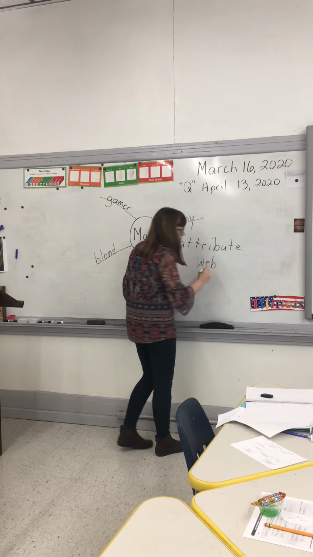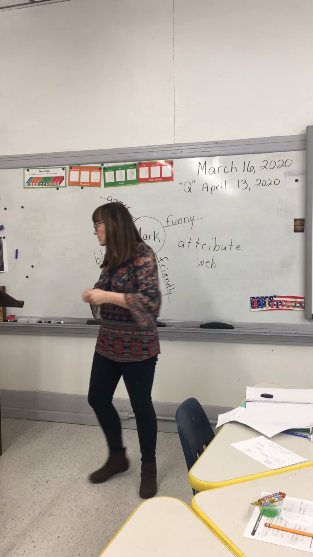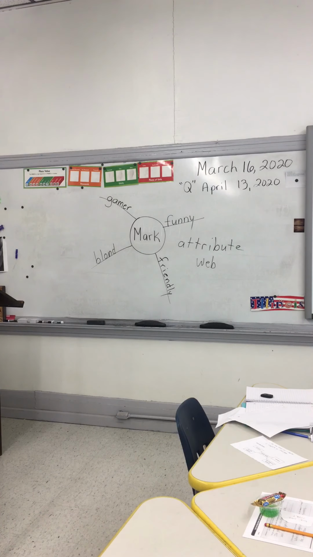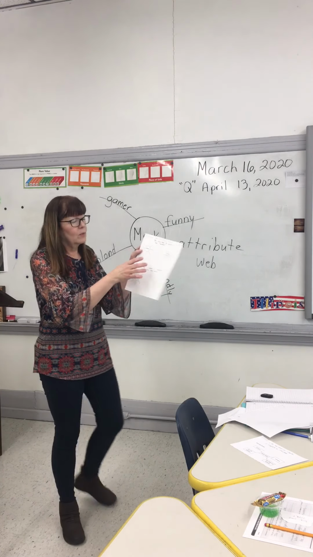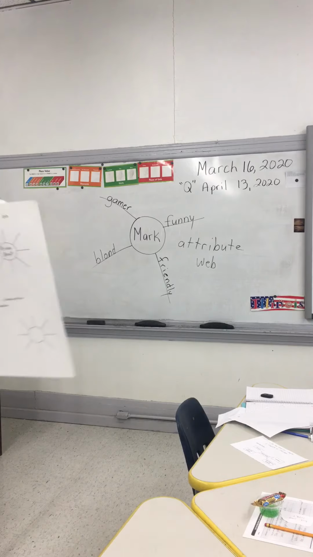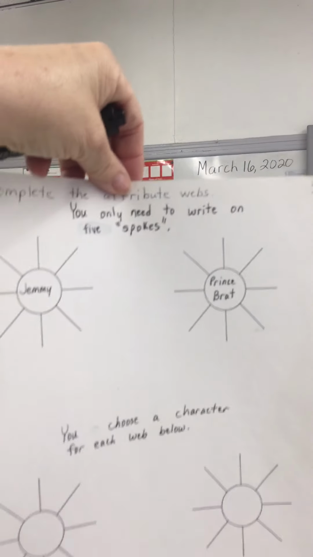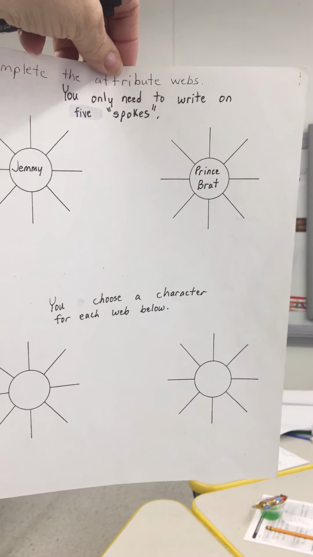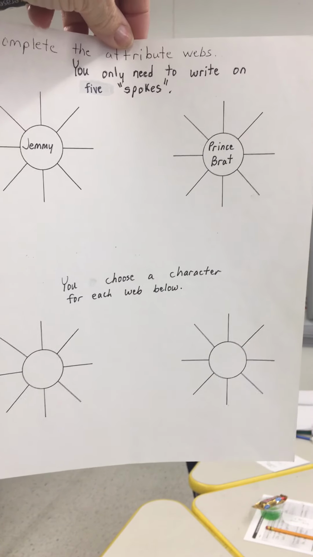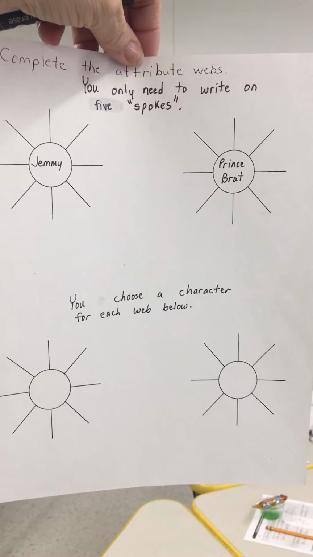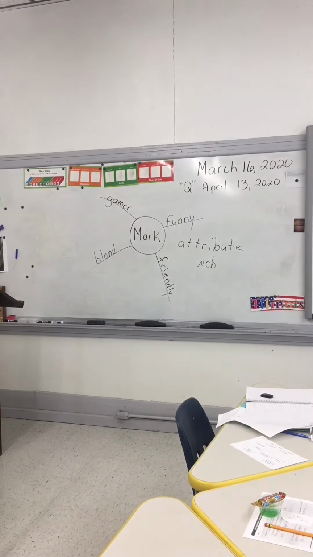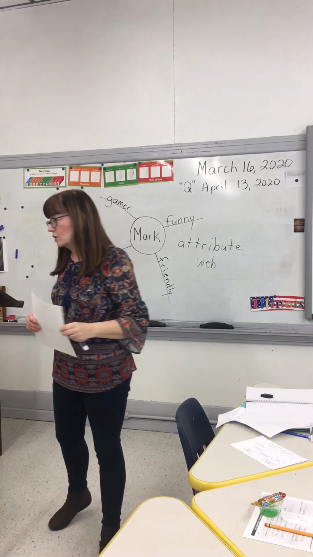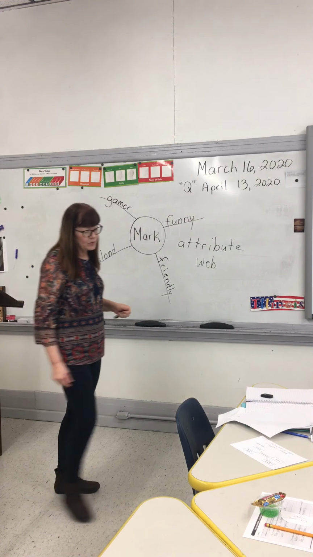and you will see the paper in your folders. I'm going to go off camera just briefly and grab out one of those. I'll keep talking while I'm over here so you know I'm still here. But this is what it looks like. This is the one out of the 6th grade book. You see, they have to do Jemmy and they have to do Prince Brat, and then they get to choose their other characters. And it says you only have to write on 5 spokes. And I believe 5th graders, yours, you only have to write on 4 of the spokes. So that's how you do an attribute web.